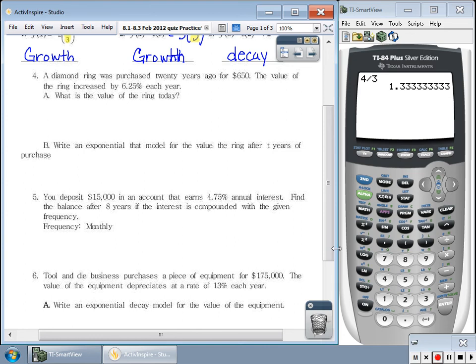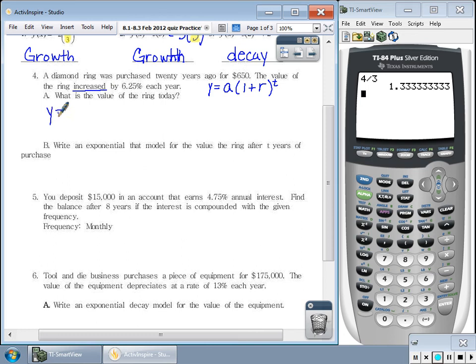Now for this one, since we are increasing, the exponential function we're going to use is y is equal to a times 1 plus r raised to the t power, where again a is your initial value, r is your rate, expressed as a decimal, t is the time in years. Right? And I know that we're going to be doing the plus and not the minus because we're increasing in value. So what is the value of the ring today?